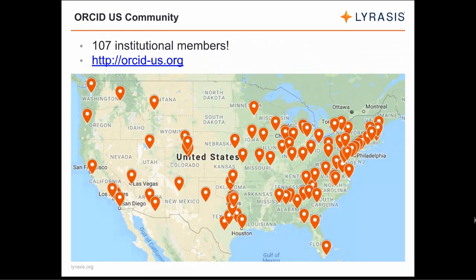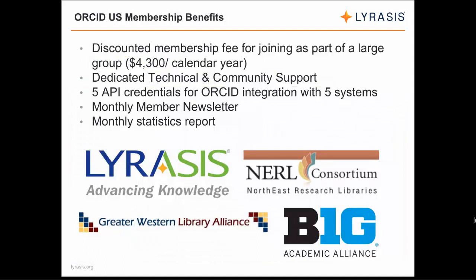So in the US, there are currently 107, as of today, research institutions here in the US that are currently taking advantage of this ORCID membership through a consortial approach known as the ORCID US community. And this community was formed early this year, in early 2018, and it was a partnership initially between Lyrasis, the Big Ten Academic Alliance, the Northeast Research Libraries, and the Greater Western Library Alliance. And currently Lyrasis is the administrative lead for this group.